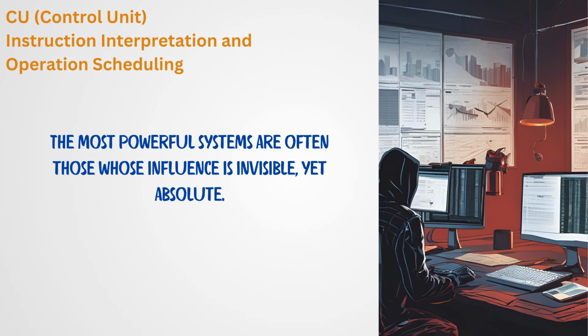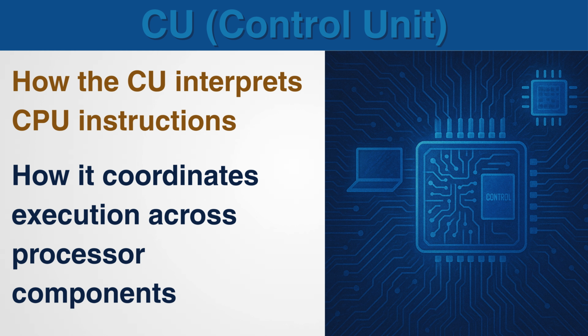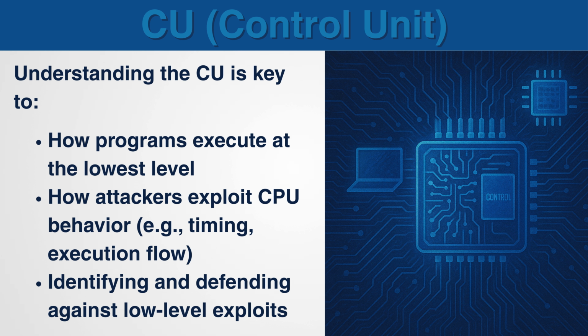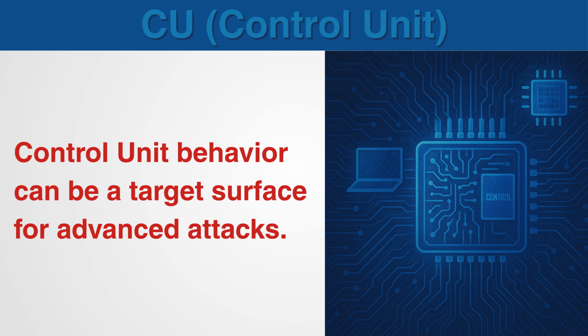We've talked about CUs, control units, in previous lessons. We'll just go ahead and focus a bit on them for this lesson. Let's explore how the control unit of a CPU interprets instructions and coordinates the execution of those instructions. This is a critical part of how programs run and how attackers might exploit low-level CPU behavior to manipulate execution, making it obviously relevant for your cybersecurity studies.